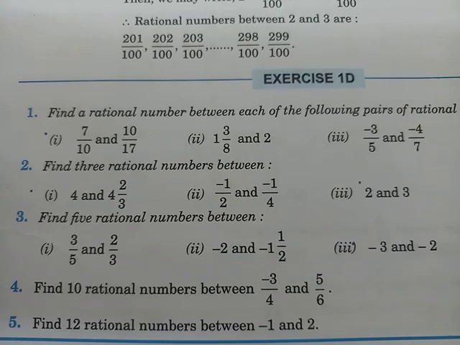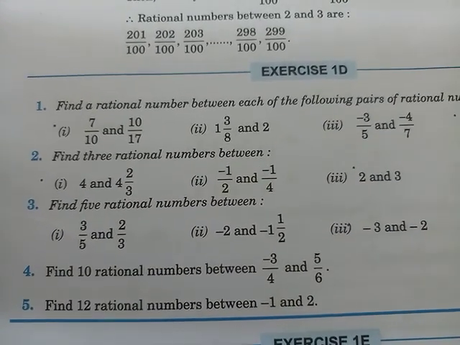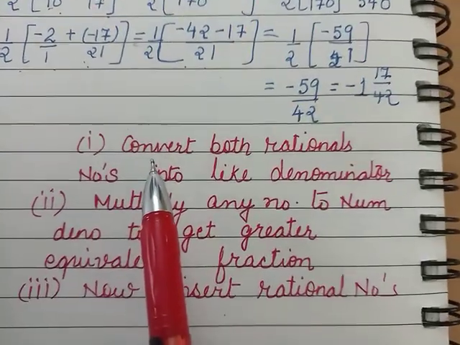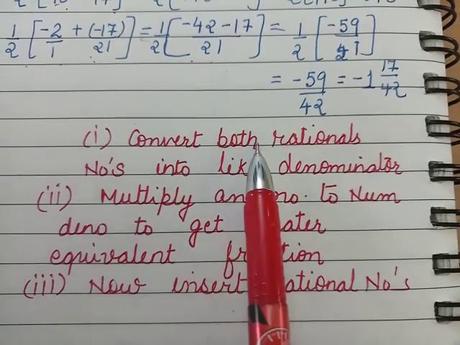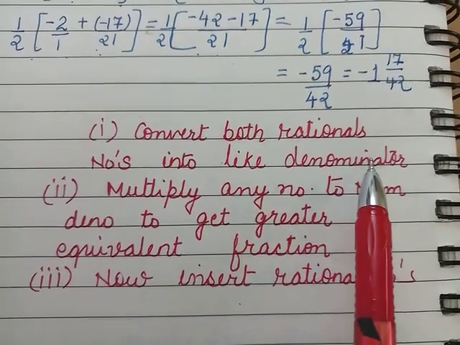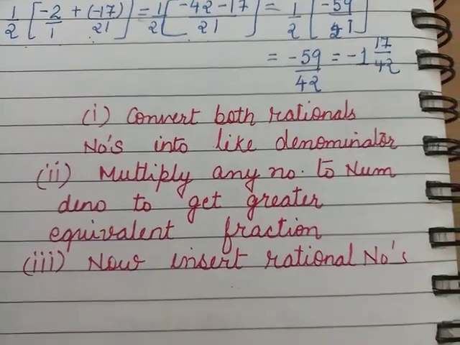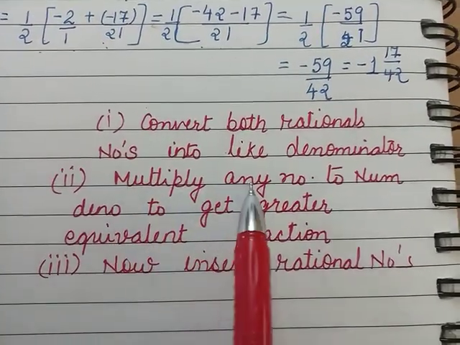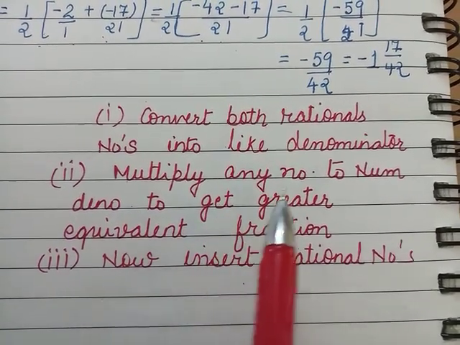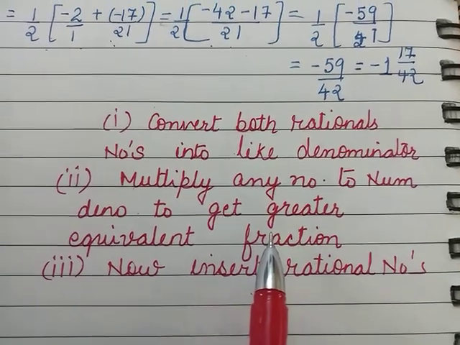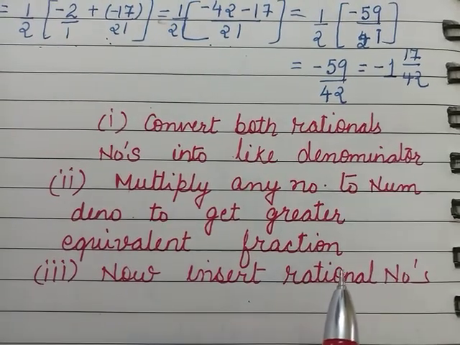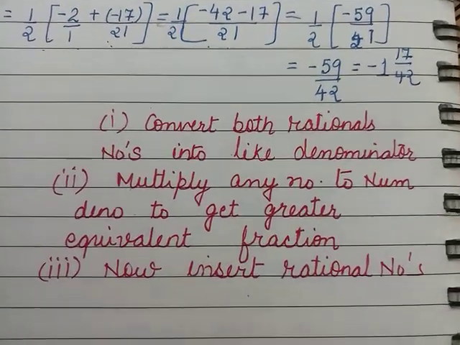See, whenever we have to insert more than one, how do we do it? Let's see. Whenever we have to insert more than one rational number, firstly we convert both the rational numbers into like denominators. That means we convert the denominators of both the rational numbers into like denominators. Then we multiply any number to the numerator and the denominator to get a greater equivalent fraction of the same rational number. Then we insert the required rational numbers there. Let's see how we do it.